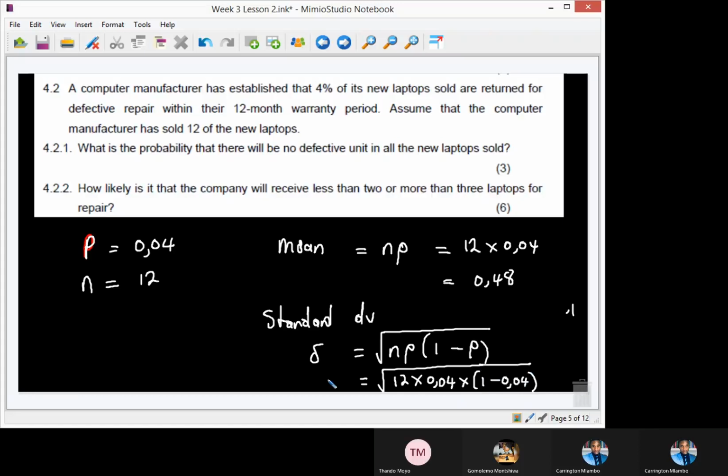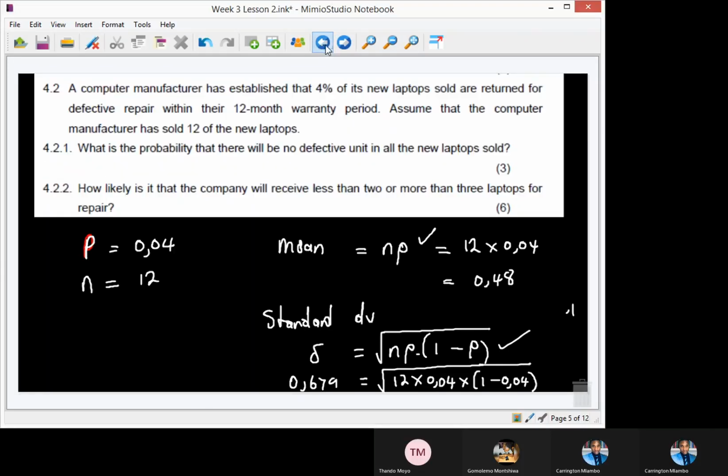12 times 0.04 times 1 minus 0.04. Then you put it under a square root. Then your standard deviation is 0.679. Right. Know these formulas. Mean is NP, standard deviation is this one.